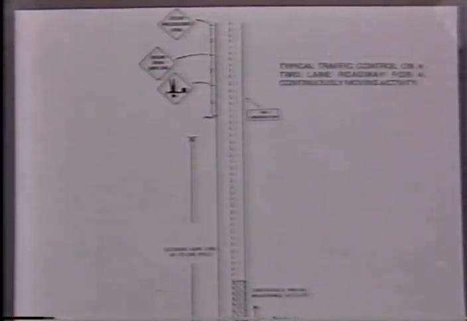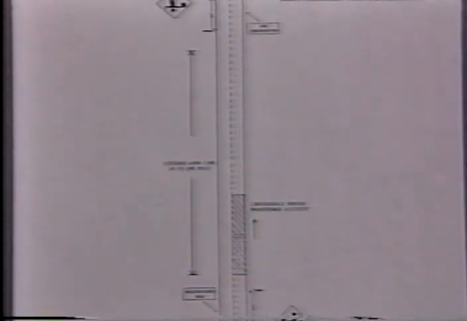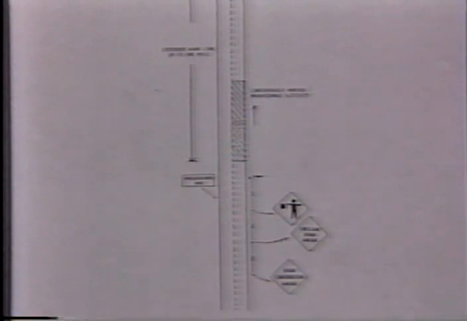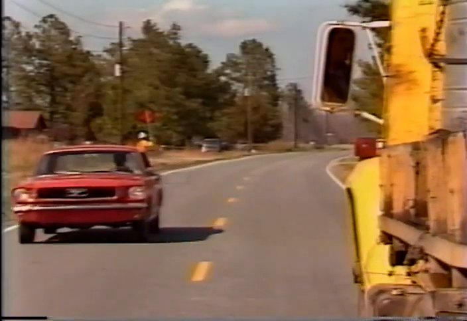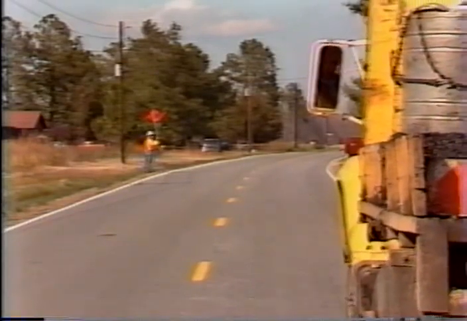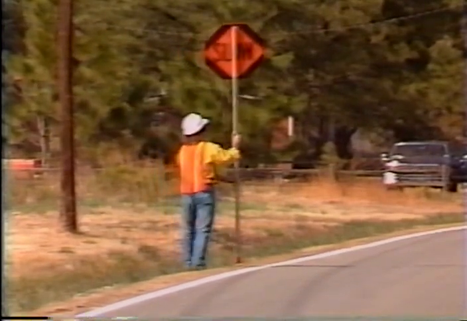Place these signs ahead of the work zone in each direction. Since the operation will be moving, an extended work zone is used. An extended work zone may reach up to 1 mile in length. As this drawing illustrates, this arrangement of signs would precede the extended work zone from each direction. Station flagman 200 to 300 feet ahead of the work activity. The flagman should stand on the shoulder adjacent to the traffic lane that he is controlling.